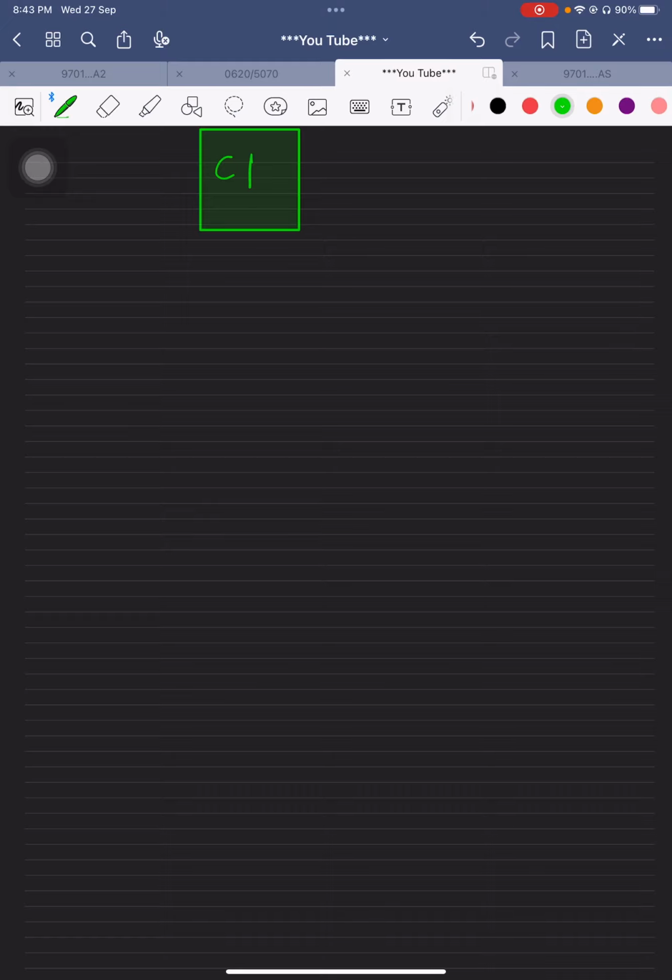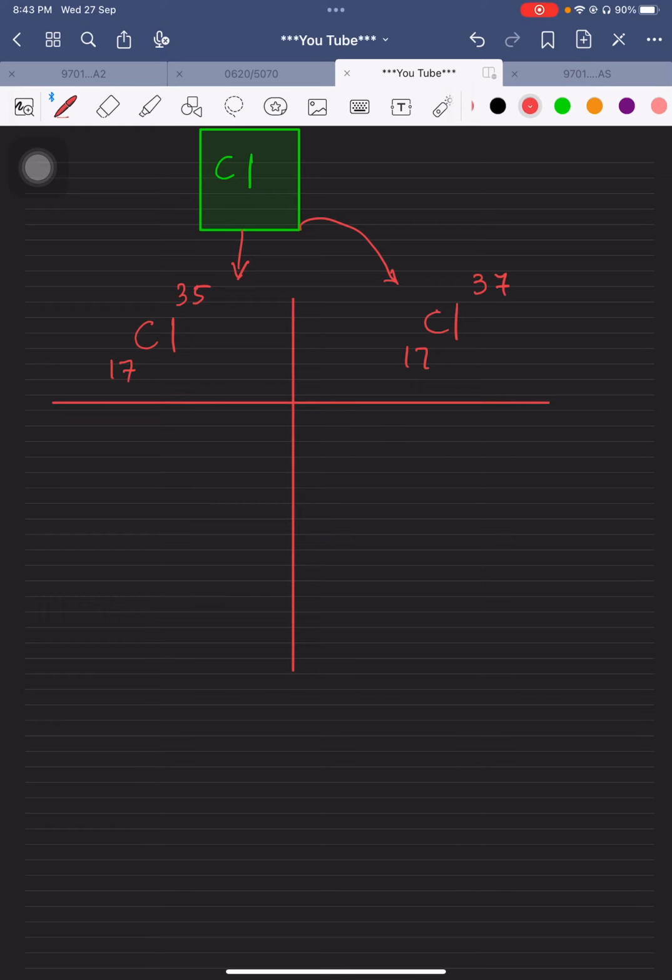There are basically two types of isotopes of chlorine. Number one is chlorine-35, whereas the other is chlorine-37. So what is the similarity and what is the difference? If we are talking about the proton number, both of them have the same proton number, and that is 17 in this case and 17 in this case.